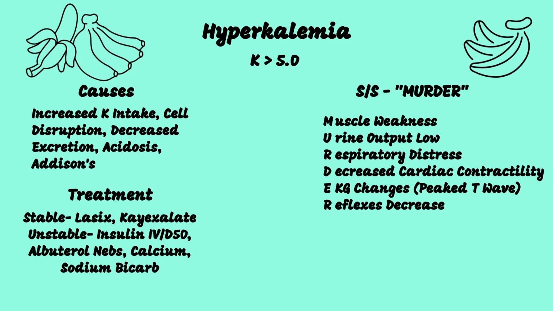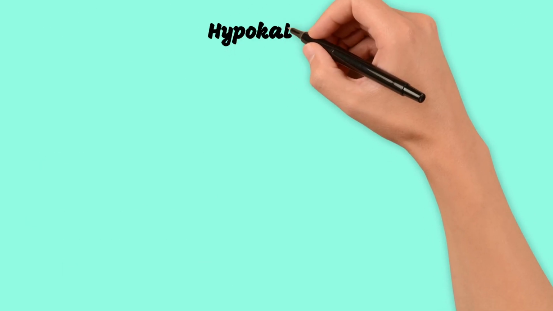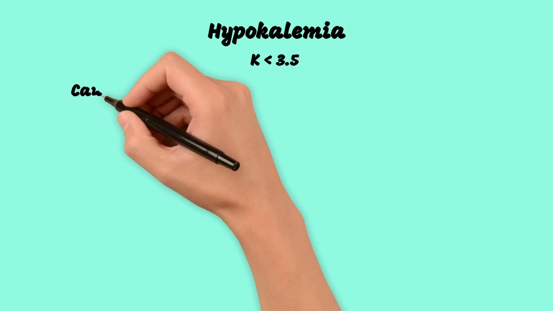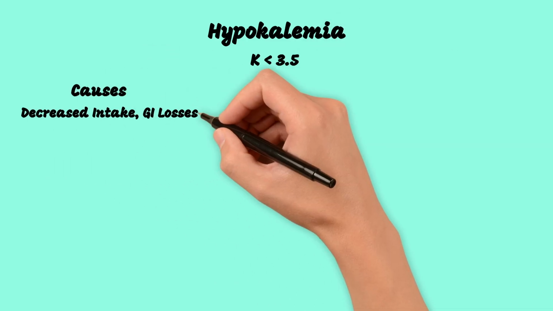So let's move to hypokalemia. This is a potassium less than 3.5. Some causes include decreased intake, GI losses, increased excretion, things like perspiration, and aldosterone excess.